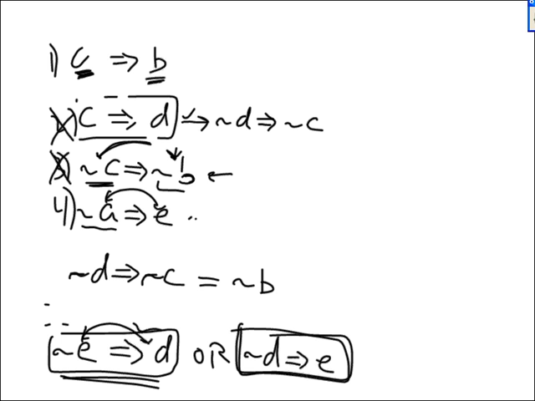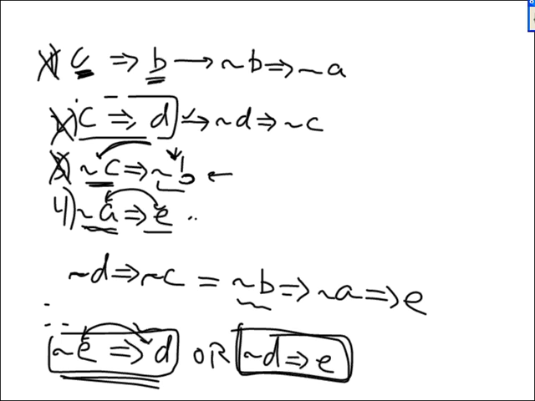Now, I wanted something that starts off with not B. Well, if I do the contrapositive of number 1, I get that. That is not B implies not A. And then number 4 just tells me outright, not A implies E. Okay, not A implies E. So not D implies E. This one. Okay, so you can do it and get one of those two answers.